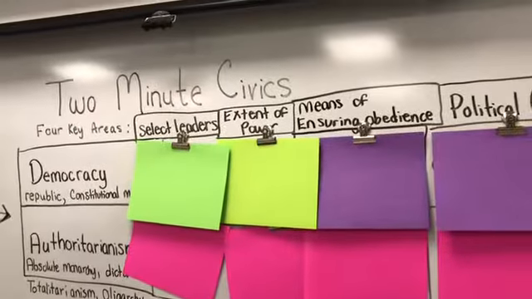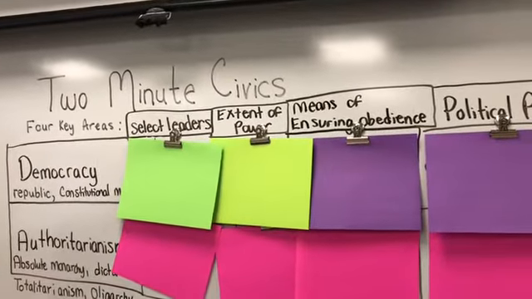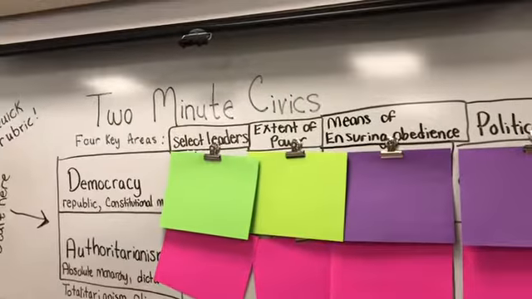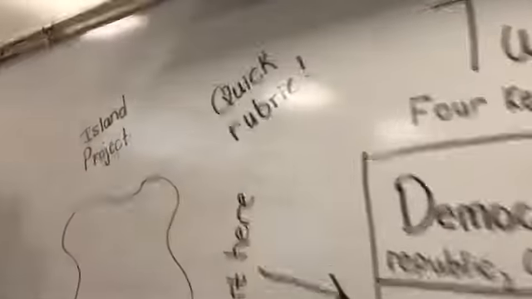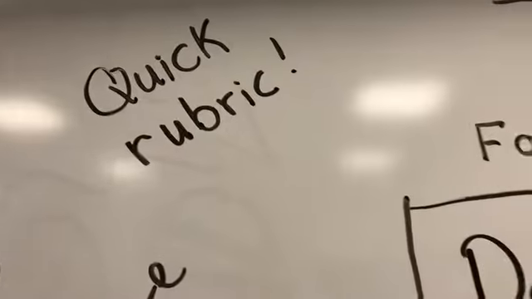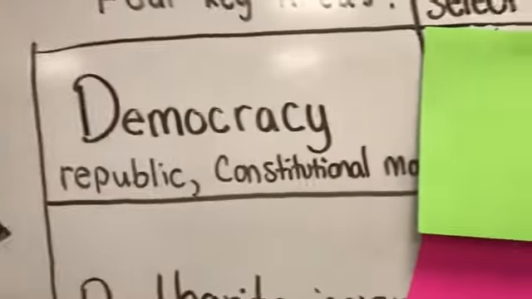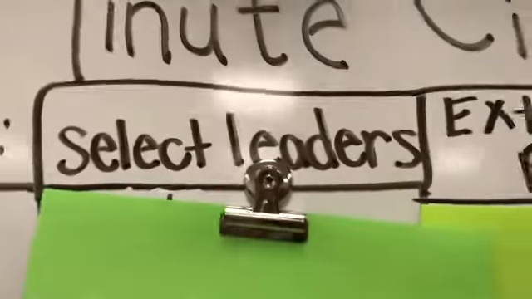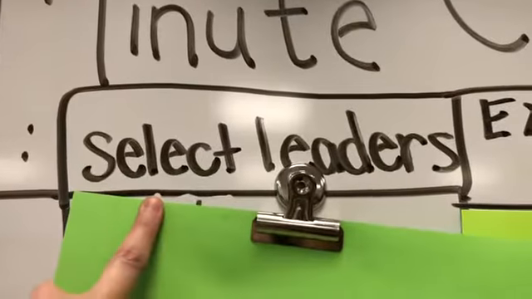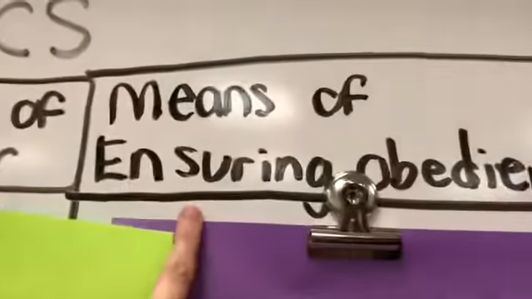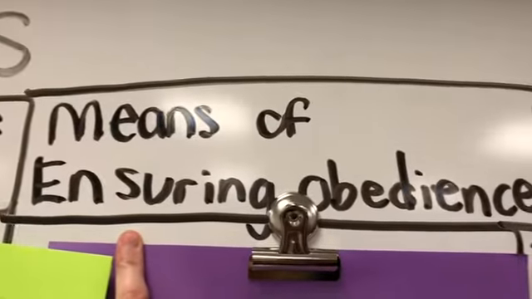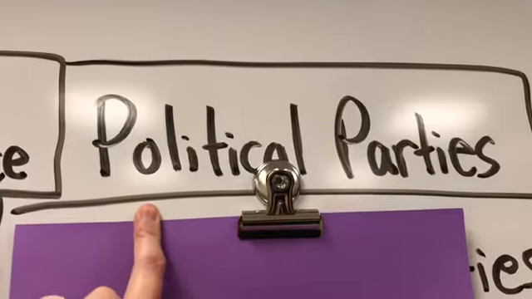Before we start learning about the different kinds of government, we really have to learn what the difference between democracy and authoritarianism is. So we have something that's kind of like a sniff test. It's a quick rubric. You can ask yourselves 4 questions, and depending on the answers, you will find out if your government is a democracy or authoritarian. The 4 questions are: how do they select their leaders? What is the extent of their power? What are the means of ensuring obedience? What do we know about their political parties?